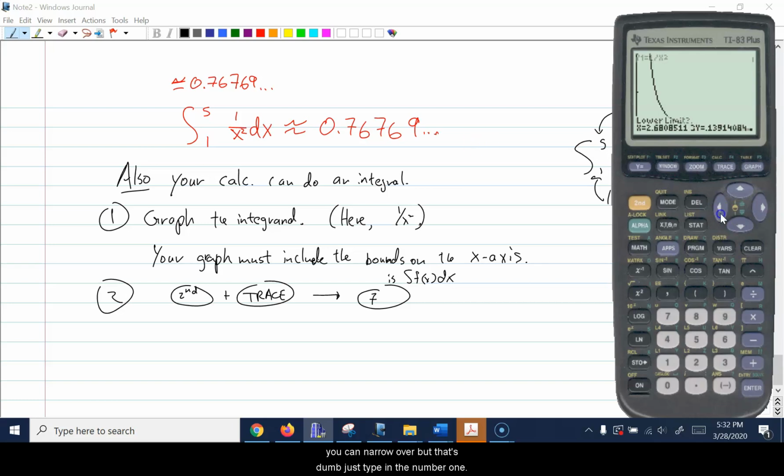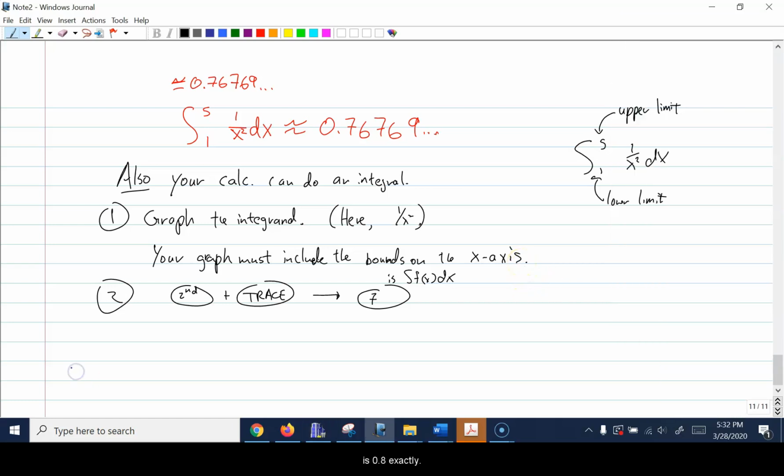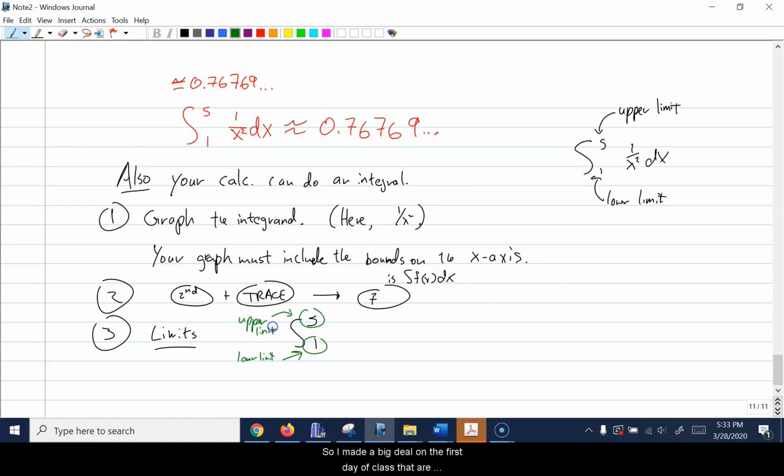You can arrow over, but that's dumb. Just type in the number 1. What's the upper limit? The upper limit is 5. As it computes it, it shades in this region. We got the answer is 0.8 exactly. So this is the lower limit. This is the upper limit. Oh, I made a big deal on the first day of class that we're not talking about limits. That's a different use of the word limit.